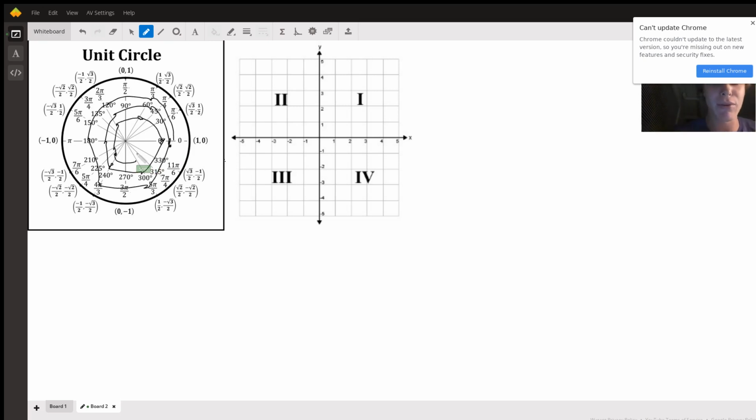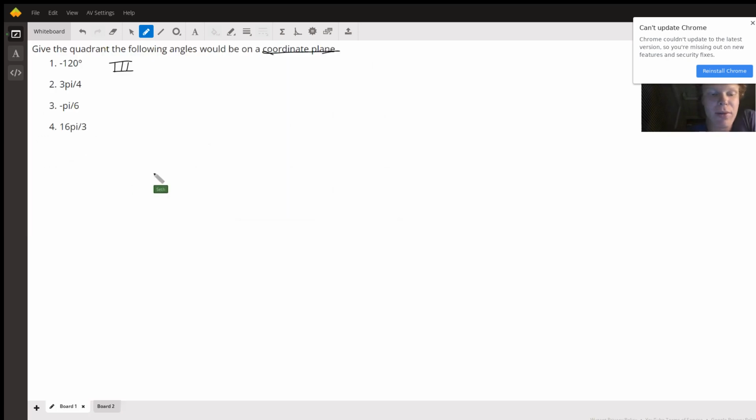So that's what we were looking for. And you see it's on this line here, which is 300, which puts us in quadrant 4.